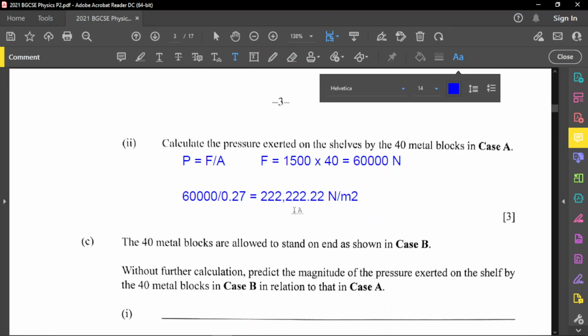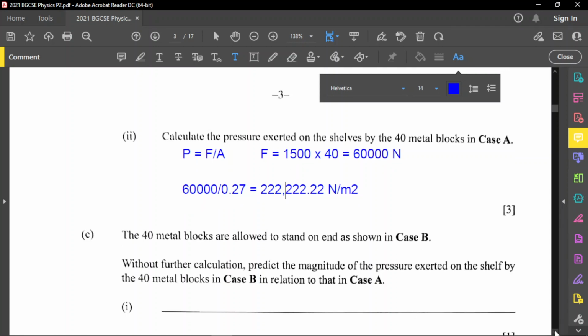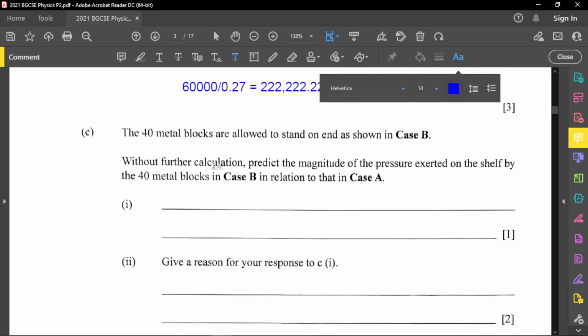So it's 222,222.22. All right, so let's go to part C. For part C, said the 40 metal blocks are allowed to stand on ends as shown in case B. And we already see what case B is. I'm going to go back a little bit so you can see dimensions. It said without further calculation. Okay, so without further calculation, predict the magnitude of the pressure exerted on the shelf by the 40 metal blocks in case B in relation to that in case A.